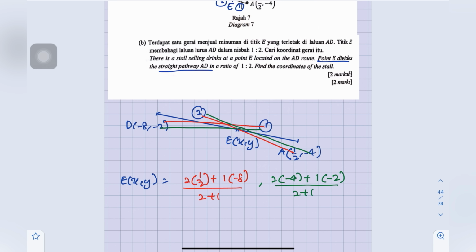Okay, later we can calculate. So this one is 1 minus 8 is negative 7 over 3. Okay, negative 8 minus 2, negative 10 over 3. Okay, this is the point E.